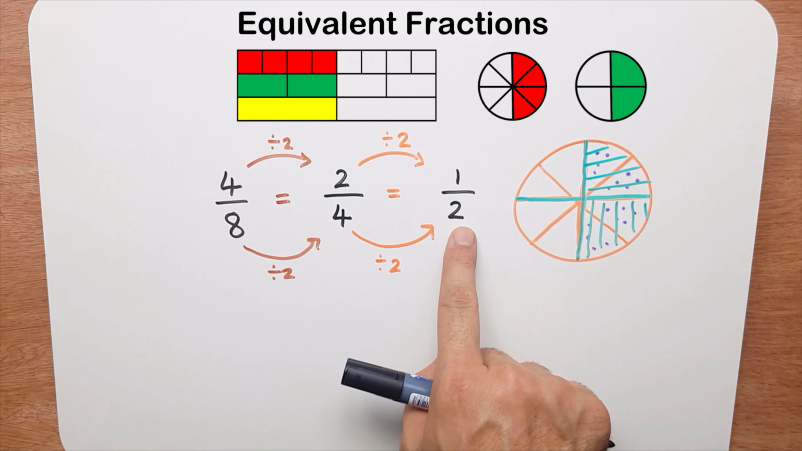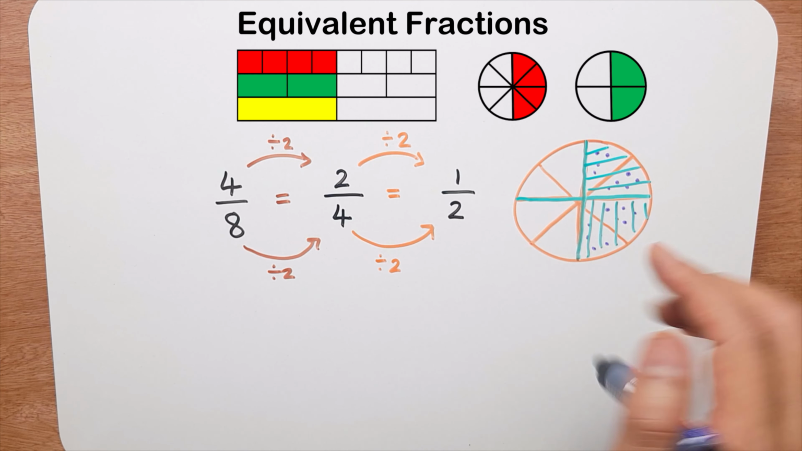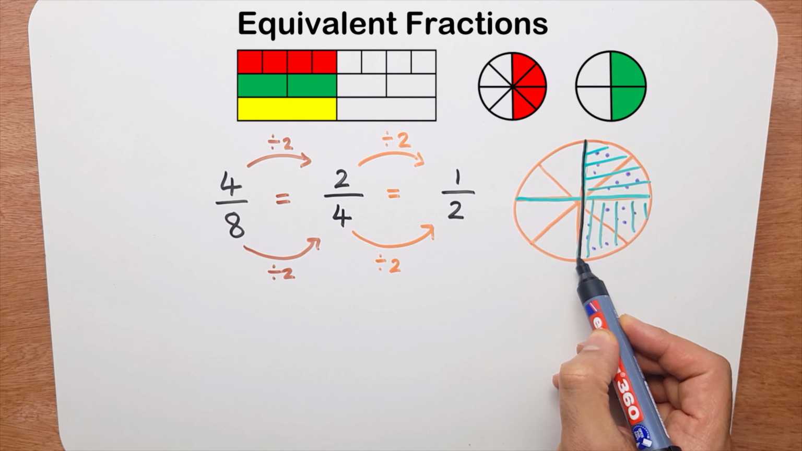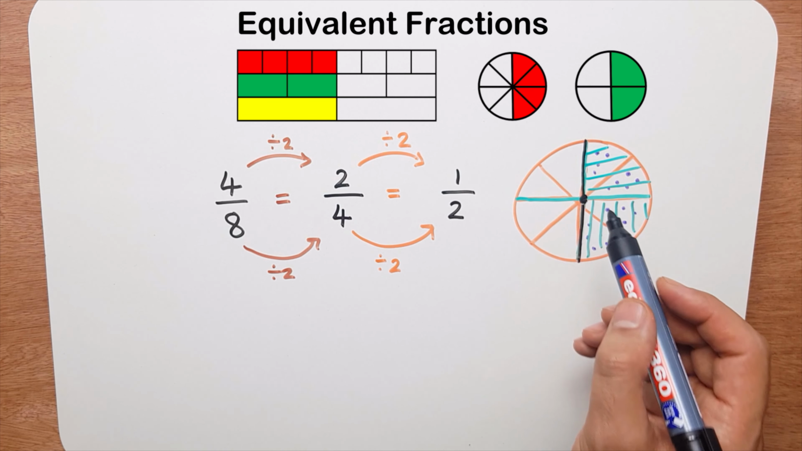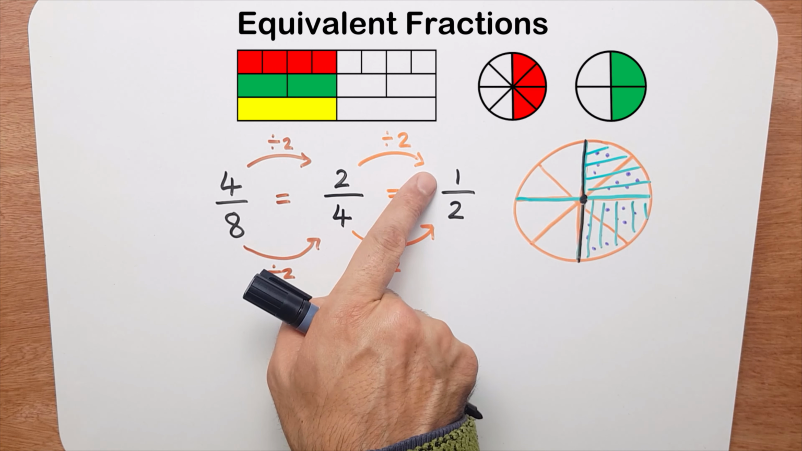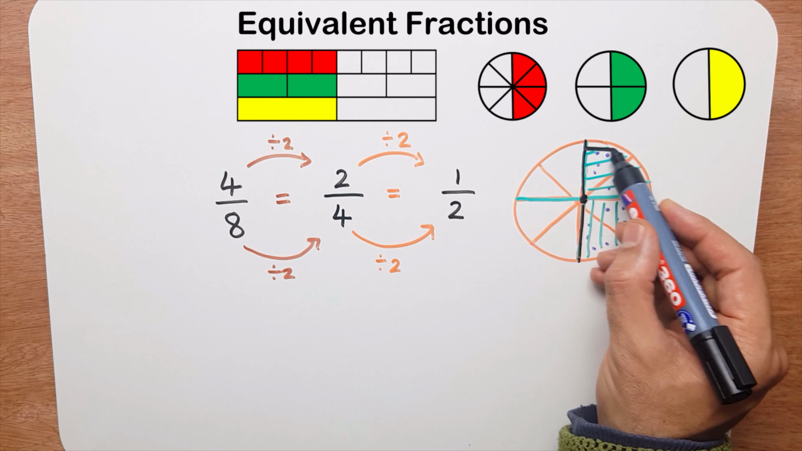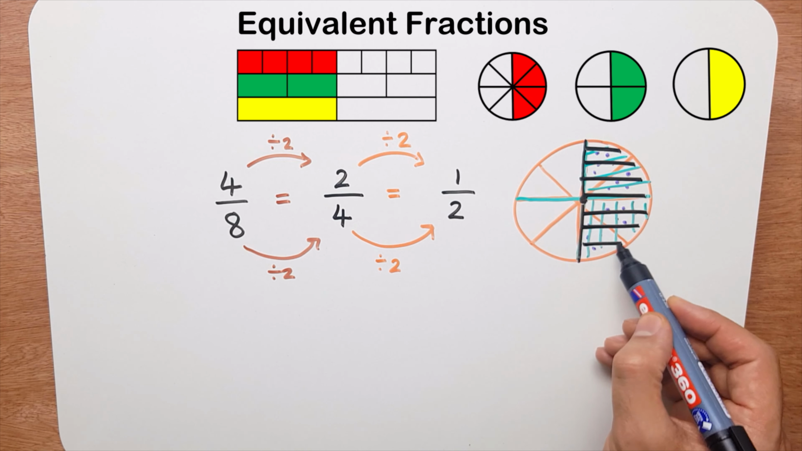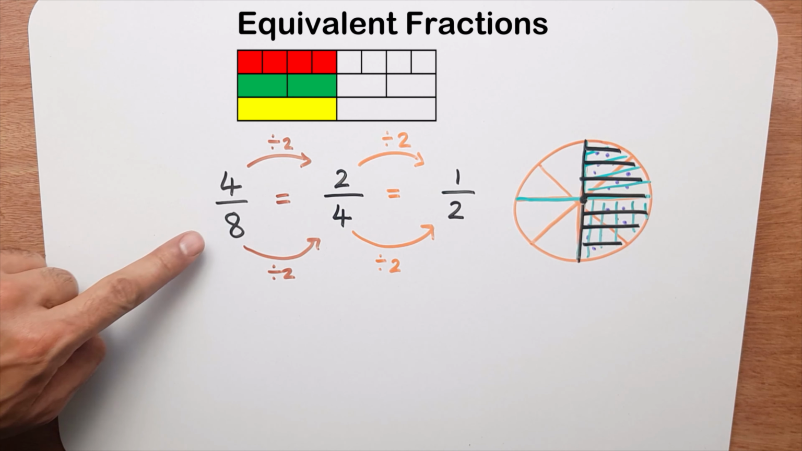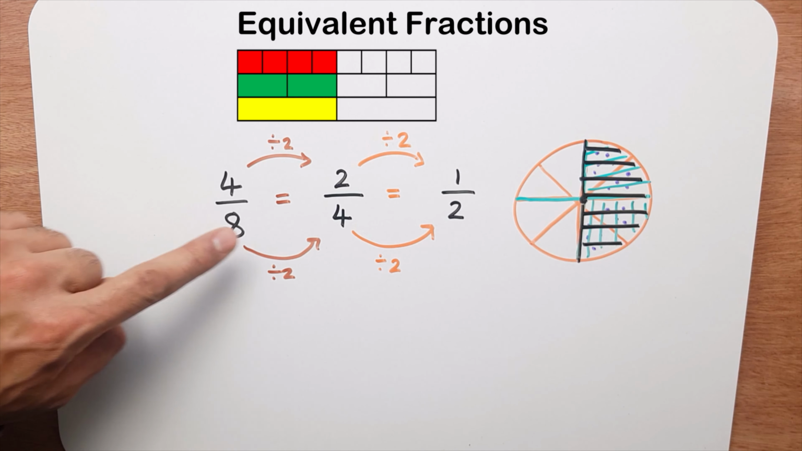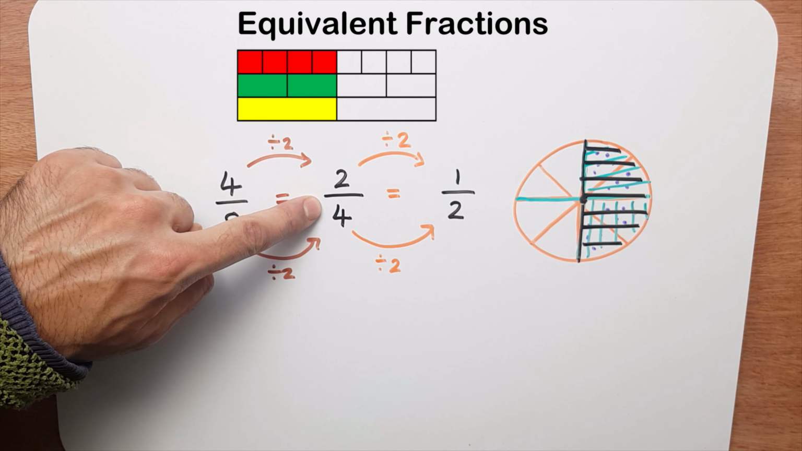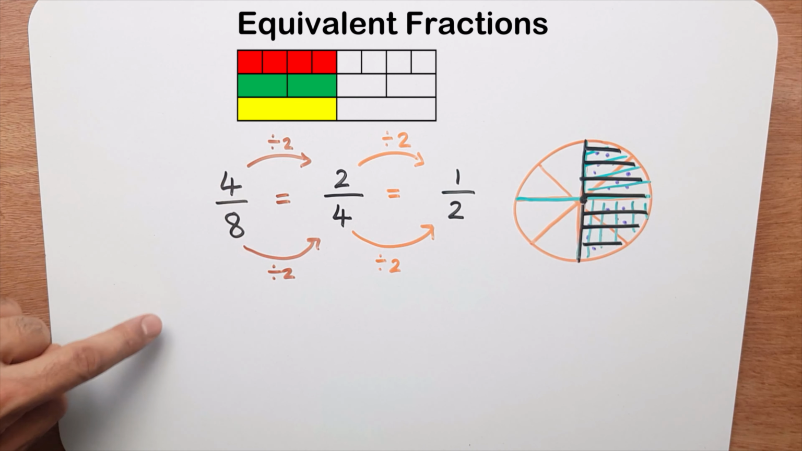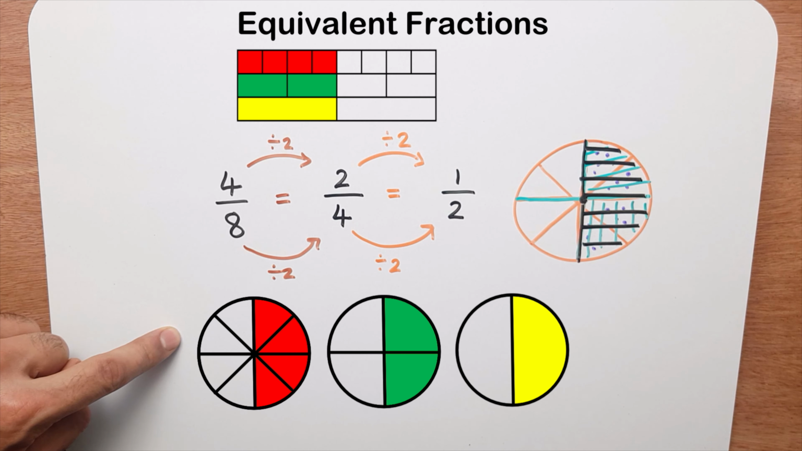Now finally, I can split this into 2 equal pieces. So let me just go and cut it in half. There's the center. And I need to shade in 1/2. So if you look carefully, 4/8, 2/4 and 1/2 are the same fraction. They are equivalent fractions.